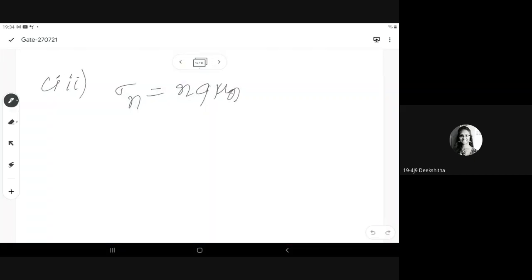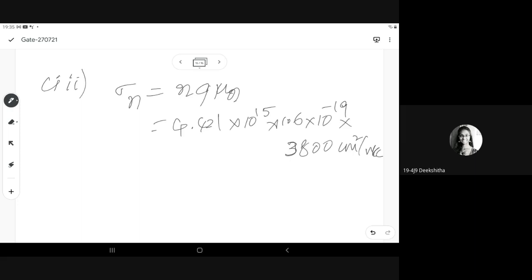So what is the n value? The n value is 4.421 into 10 power 15. The q value is 1.6 into 10 power minus 19, into the mobility of the electrons, which is 3800 centimeter square per volt second. Multiply all the values and tell me the conductivity of the entire semiconductor. You will get 2.687 mho per centimeter.